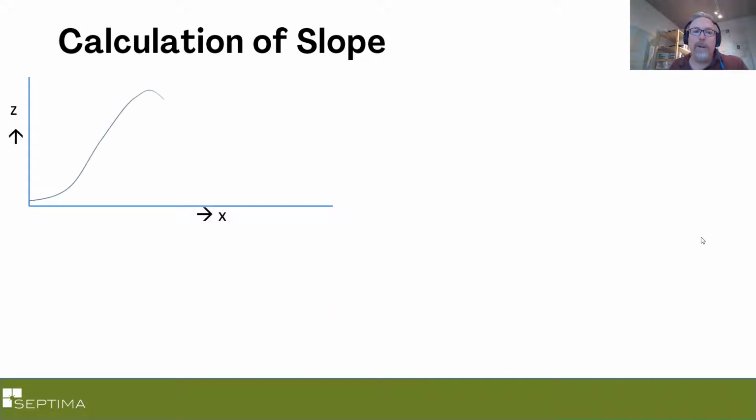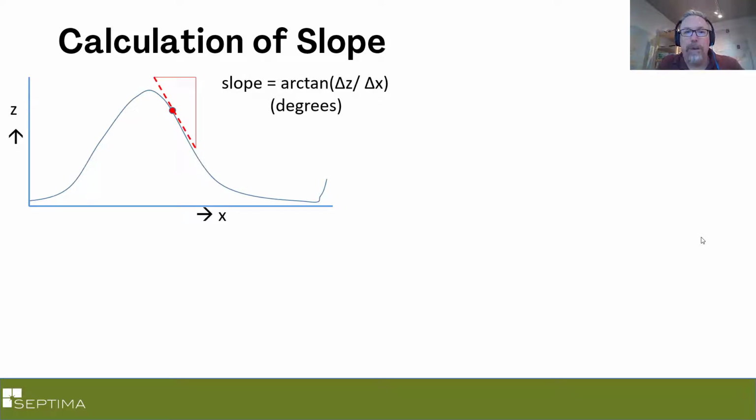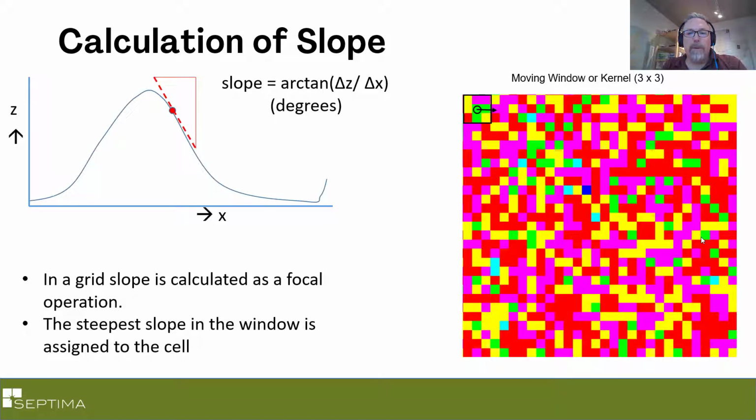So calculation of slope is basically determined by this formula, the arctangent of delta z over delta x for degrees. Slope is calculated as what's called a focal operation or a moving window operation. So we can see in this raster on the right, if we're going to compute slope for this one pixel here, the software will look at the window of the 8 surrounding pixels and use the steepest slope in the window and assign that as the slope for this pixel, and it will then move on to the next pixel. And it moves through the entire raster in this fashion.